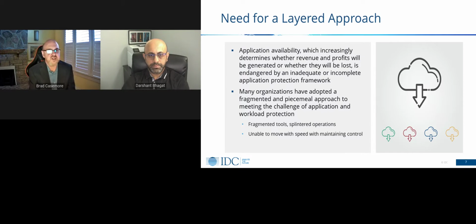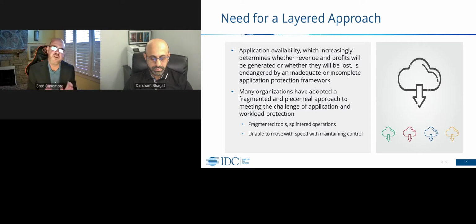Many organizations have today a very fragmented and piecemeal approach, different tools spread across the organization, spread across silos in the organization in many cases. And sometimes they're antiquated in terms of their abilities. They weren't really designed for this cloud world that we've moved into, for the cloud era, and certainly not for a cloud native world. And this has really compromised their ability to deliver this comprehensive or layered workload protection.